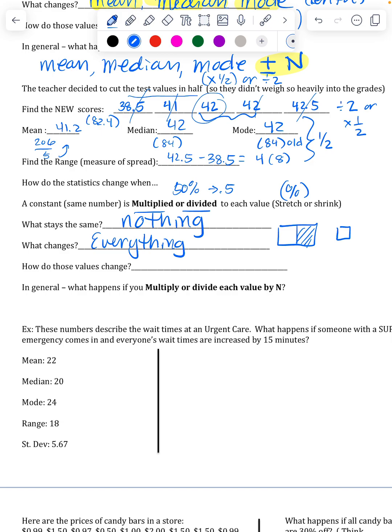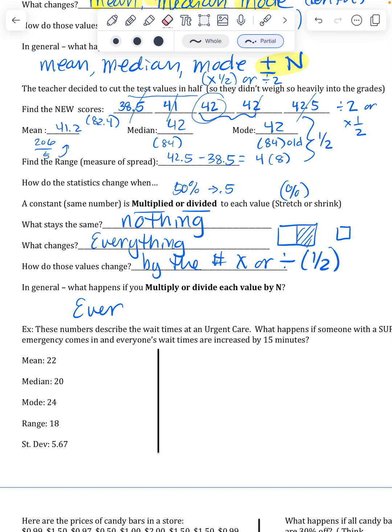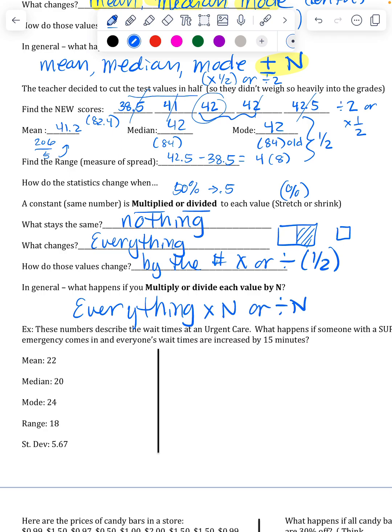So how do those values change? In this case, it's going to be half, but it's going to be changing by the number that you multiplied or divided. So in this case, it's half. So in general, if you multiply or divide all the values, and you have to pay attention to whether you're adding, subtracting, multiplying, or dividing, everything is going to get multiplied by n or divided by n. Whatever you did to the data, you do to everything.